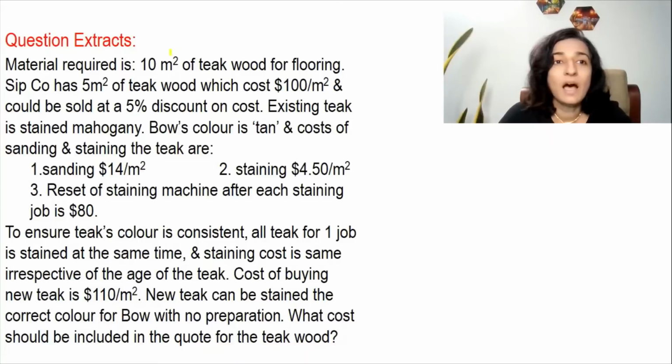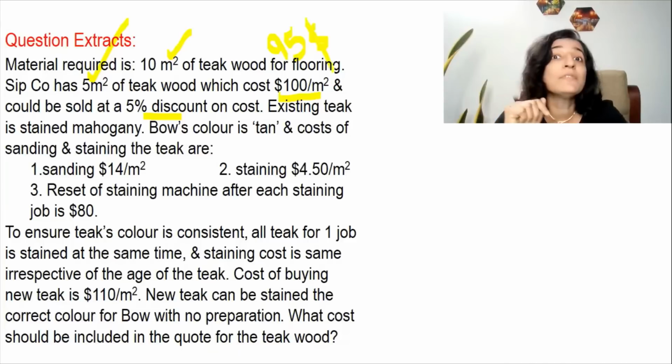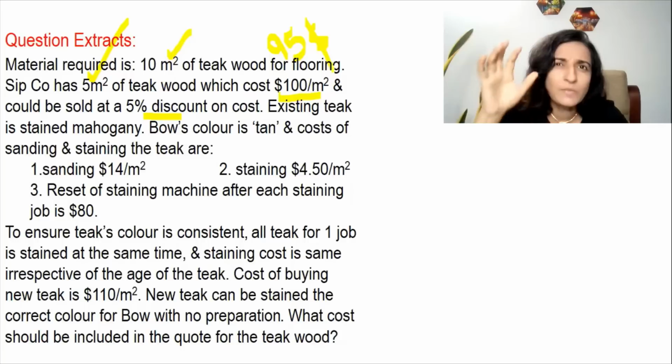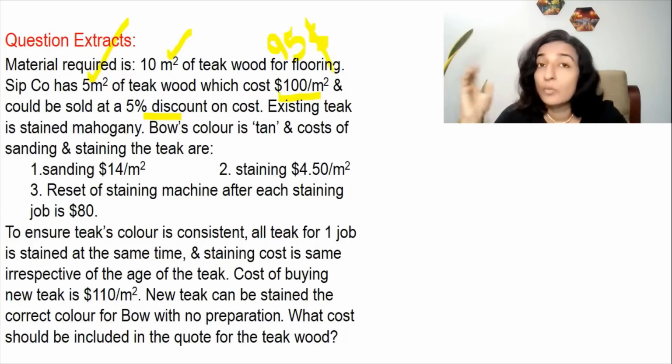So what does it mean? Out of the 10 square meters of teak wood that is required for renovation, SIP company already has 5 square meters. But it could be sold at $100 less 5% discount. What is $100 less 5% discount? It is 100 into 95%, or $95. So $95 is the amount that we would have received if we do not implement the renovation, which means that just because of our decision to renovate the yacht, we are losing $95, a lost cash inflow.